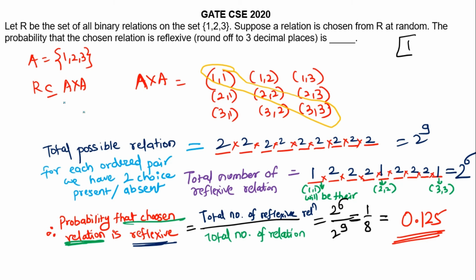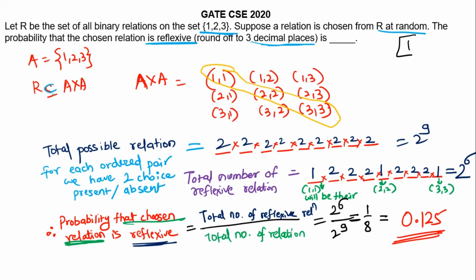Next question is, let R be the set of all binary relations on set 1, 2, 3. Suppose a relation is chosen from R at random. The probability that the chosen relation is reflexive, rounded off to 3 decimal places, we have to find. Means how many total possible ways are there in which we can select the relation, and that relation will be reflexive. So let's understand, the set is given, having elements 1, 2, 3.